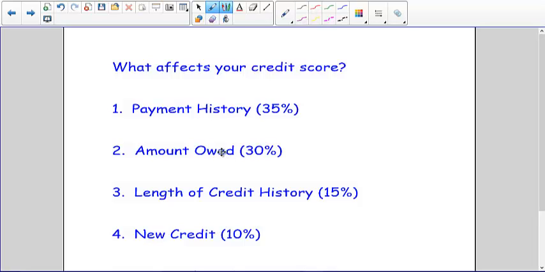And the amount owed probably relates, I think, to the balance to credit limit amount. The length of credit history: how long have you had a credit card? How long have you had a history of having good payment history? And if you're applying for new credit, again, sometimes that might be positive. If you do a few, it's probably not going to hurt you, but if you did a lot at one time, that could hurt your credit score.